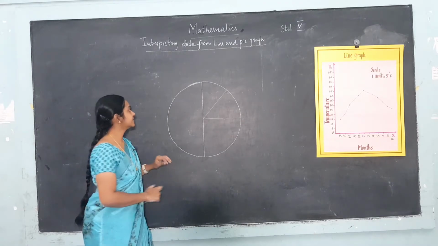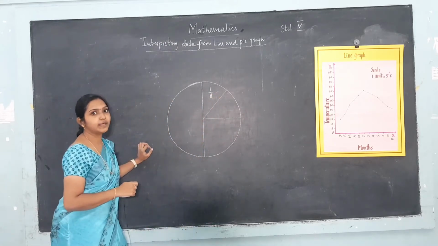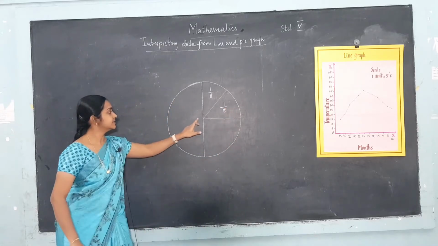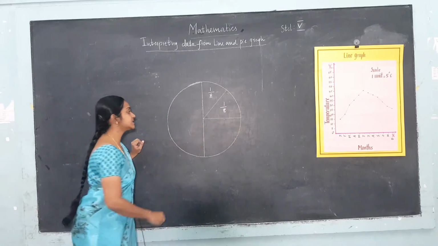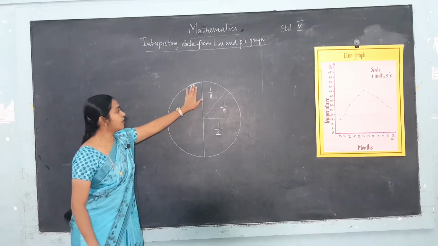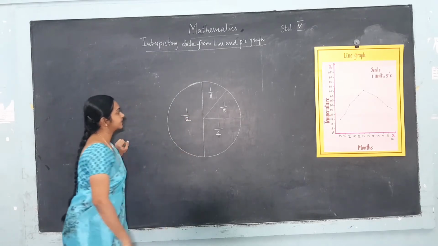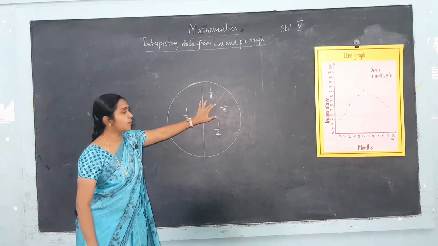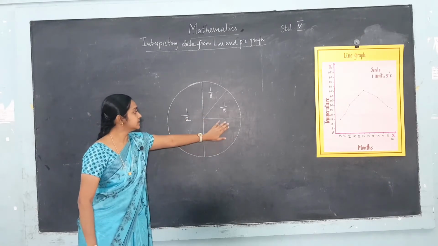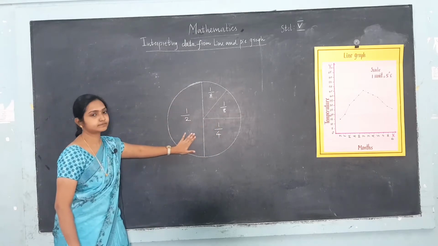In pie graph, this part represents 1/8 and this part represents 1/8. This is a quadrant, so it represents 1/4 and this is half of the circle, so it is half. This represents 1/8 of the part and this also represents 1/8 of the part. This represents quadrant and this represents half.